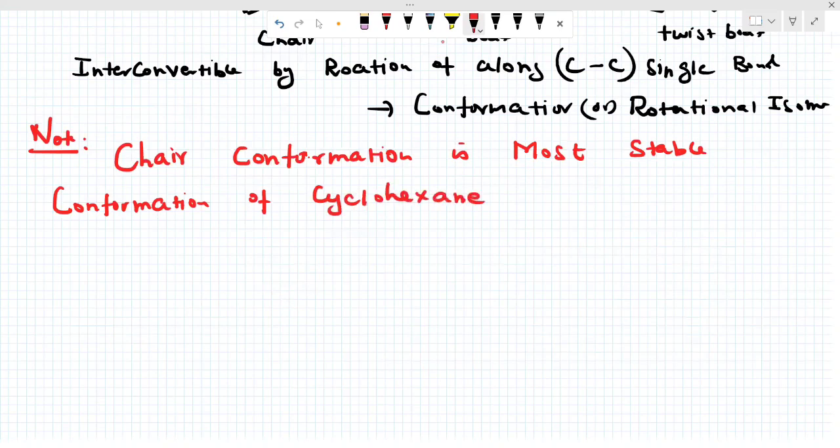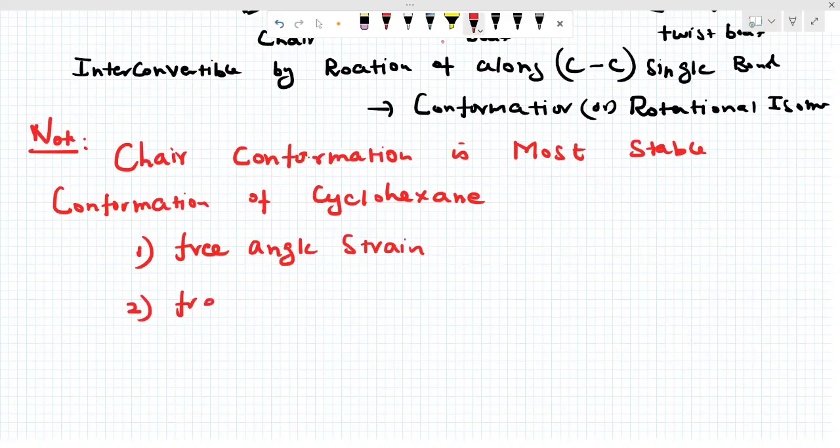What is the reason? Number one, it is free from angle strain. And second, it is free from interaction. Because of these two reasons. In the case of the boat form and twist boat, the angle strain will be more, and also in the case of the half chair.